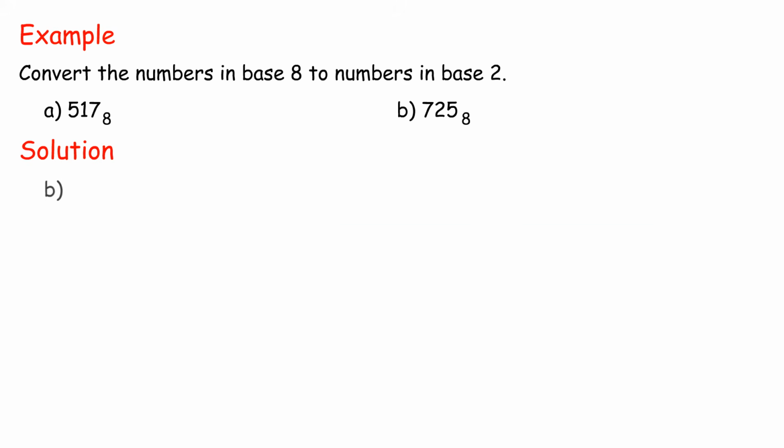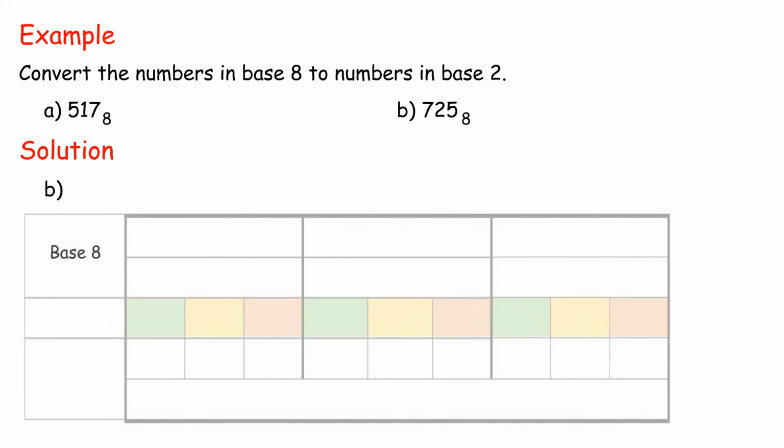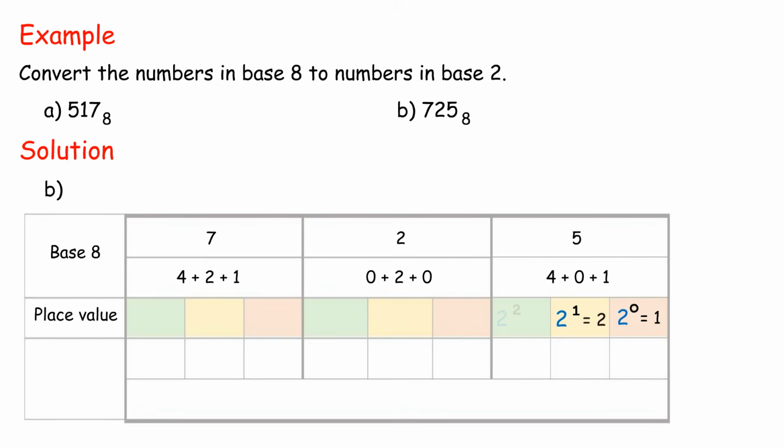B. Write down the digit in base 8. 7, 2, 5. 7 is 4 plus 2 plus 1. 2 is 0 plus 2 plus 0. 5 is 4 plus 0 plus 1. After that, write down the place value. 2 to the power of 0 equals 1, 2 to the power of 1 equals 2, 2 to the power of 2 is 4. Then, repeat the place value for every group.